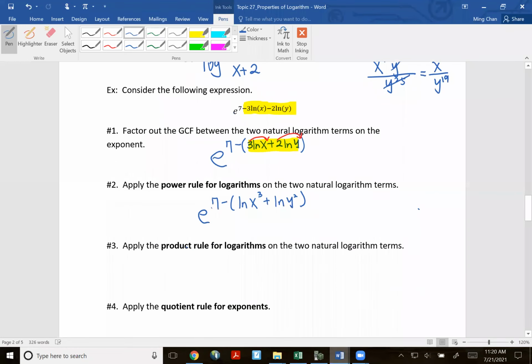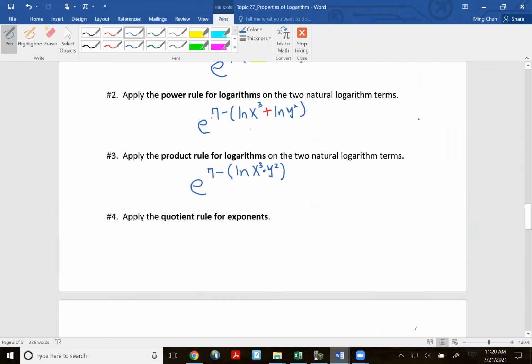Now we're going to apply the product rule for the logarithm. So the product rule for the logarithm is referring to, okay, here's a plus sign. So we need to condense those two natural log. So that will give me e to the 7 minus natural log of x to the third times y squared. All right.